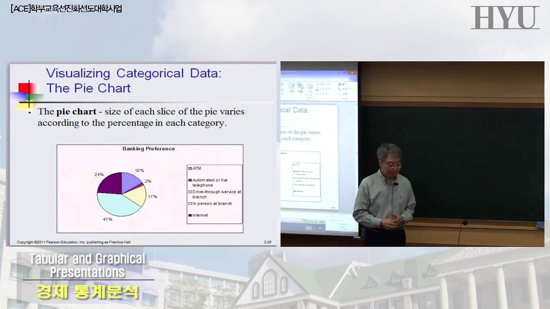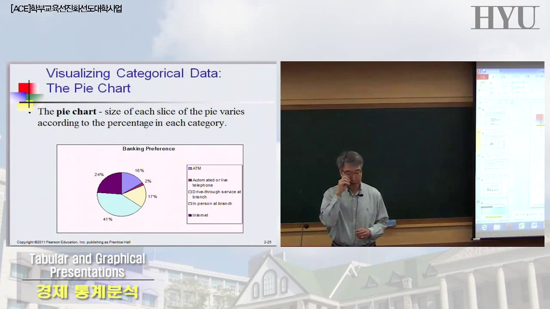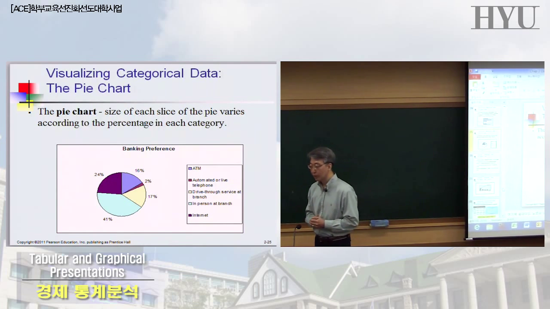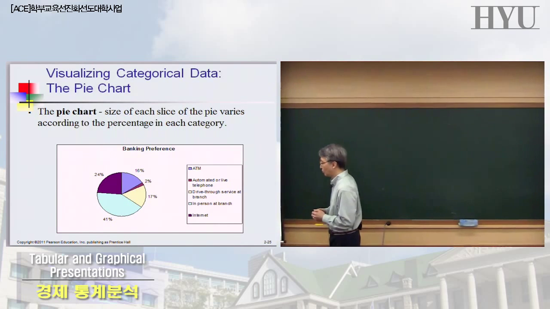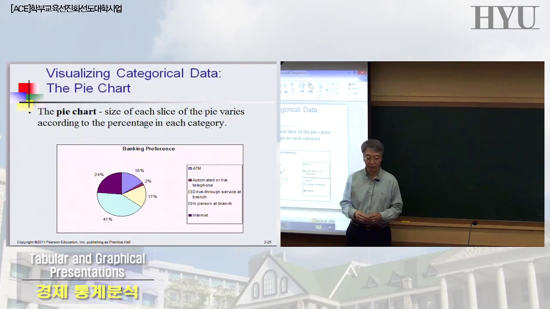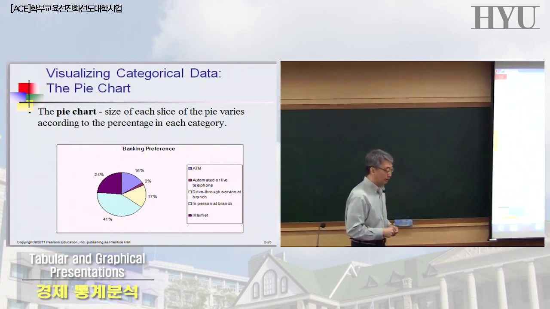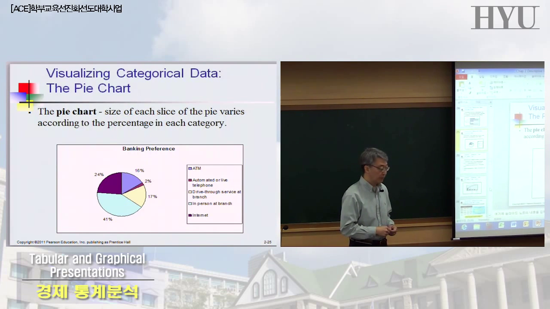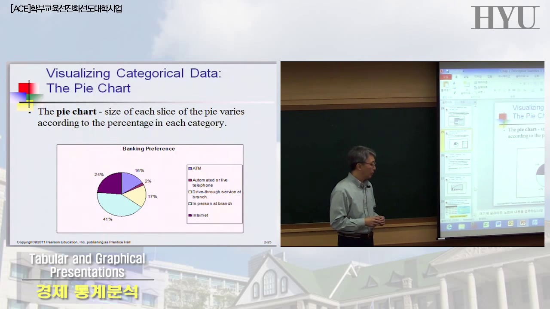So many people prefer a pie chart over a bar chart for cases like this. Remember, we are talking about categorical information here, different categories. So when you're dealing with categorical data or qualitative data, many times pie charts are the presentation of choice.